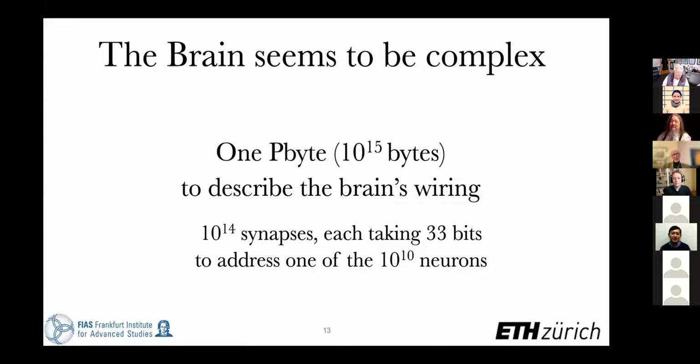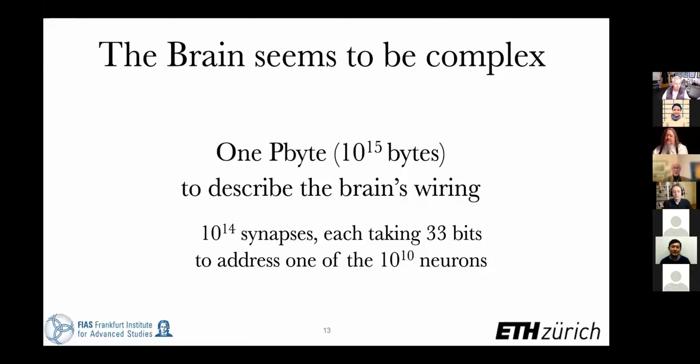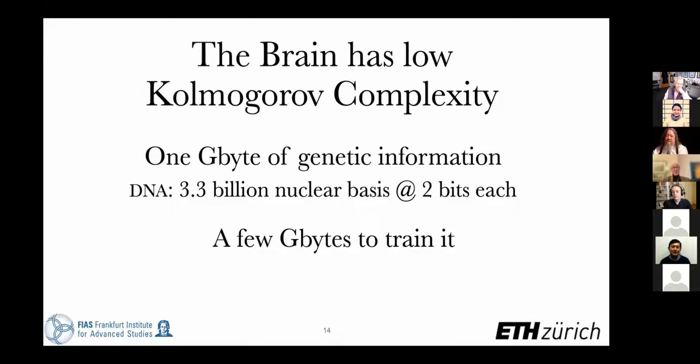Now, the brain is a very complicated thing. A simple estimate of the amount of information you need to describe the wiring is a petabyte, 10 to the 15 bytes. Here's a little computation on the screen, how I arrived at that. But the Kolmogorov complexity of it must be very low.